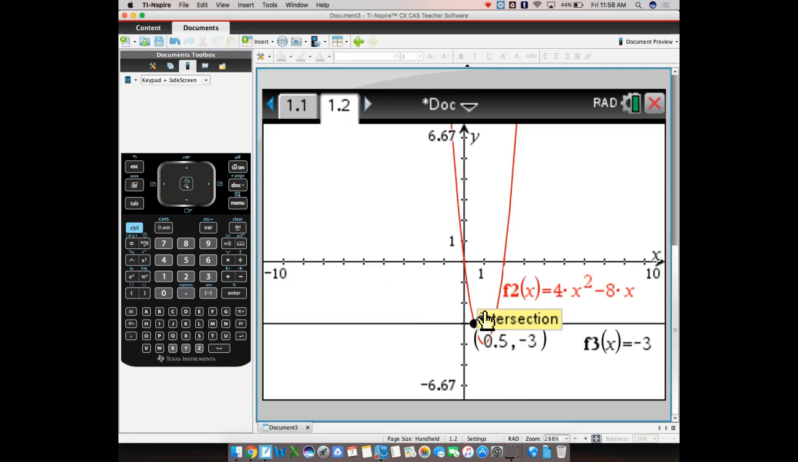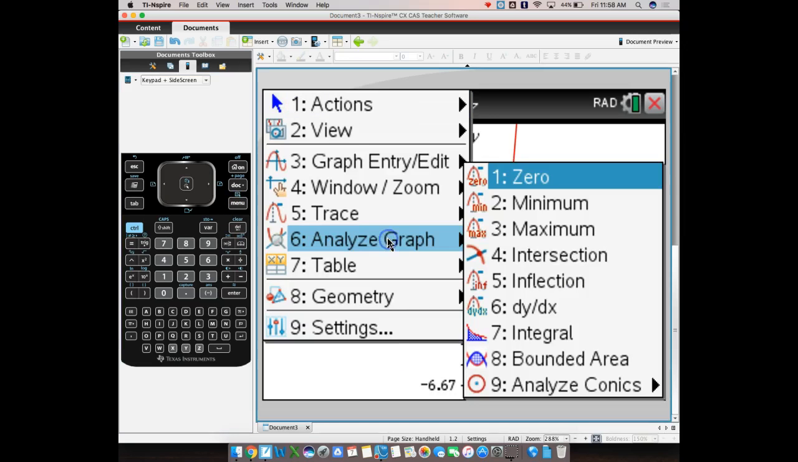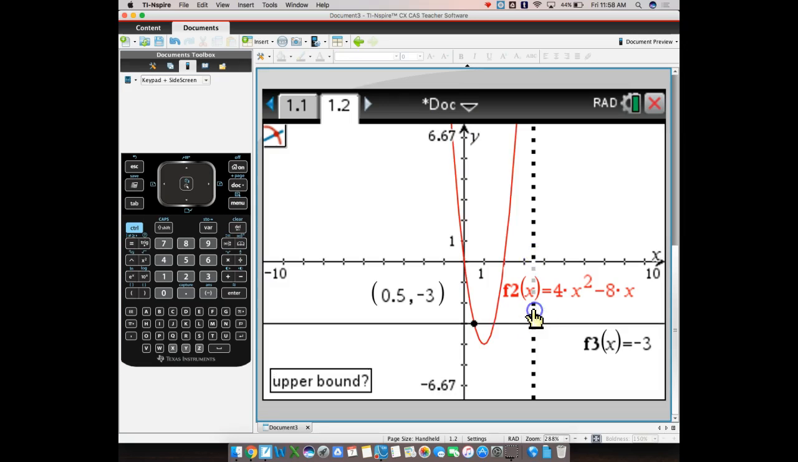There's my first intersection. Okay? See, it goes a little faster on the smart board. And there's my second intersection. Okay? So both get us the exact same answers. And on those, we're just looking at the x values because we want to know what x is equal to. Okay? Questions on that?